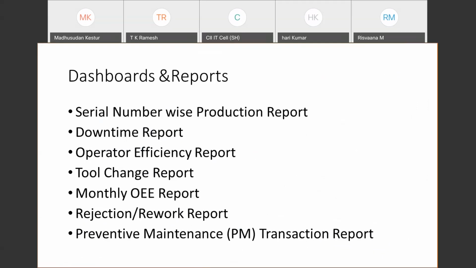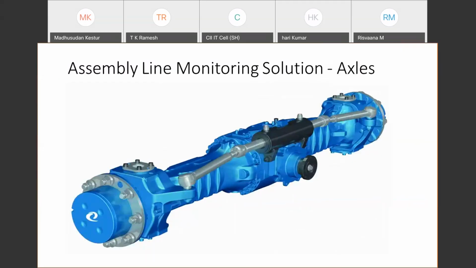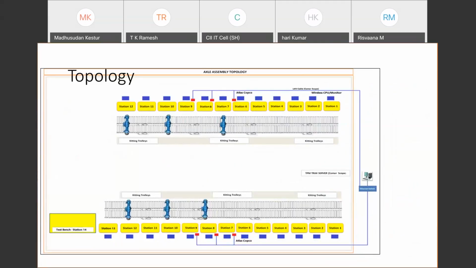So there are several dashboards and reports that are useful for the customer: serial number wise production report, downtime report, operator efficiency report, tool change report, preventive maintenance transaction report, rejection rework report. So many reports and dashboards are available for the customer to understand where the losses are and how we can counter them.